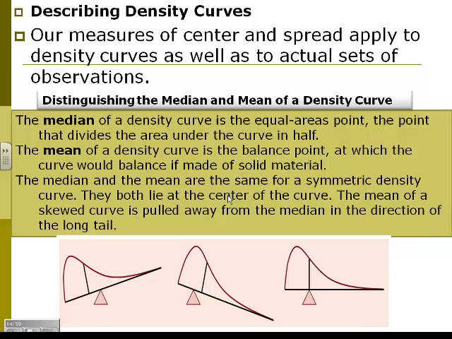The median and the mean are the same for a symmetric density curve. They will both lie at the center of the curve. Remember that the mean of a skewed curve is pulled away from the median in the direction of the tail. The median doesn't change because the median is resistant. But the mean is not resistant, so the mean gets pulled towards the tail. So you have to remember that.